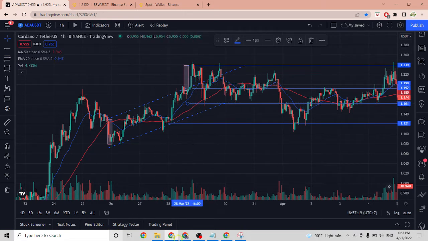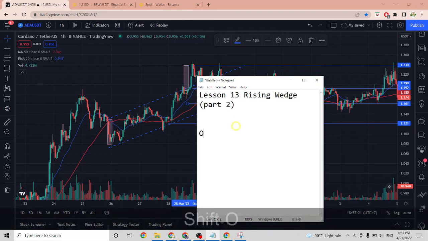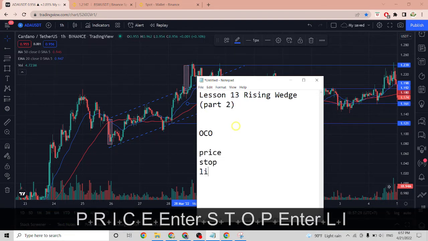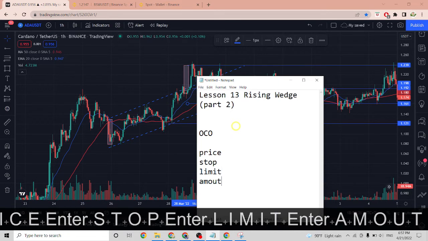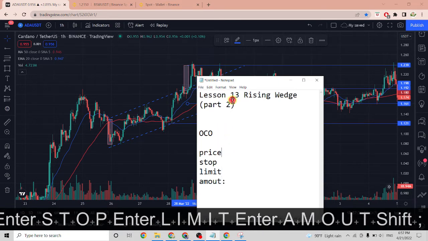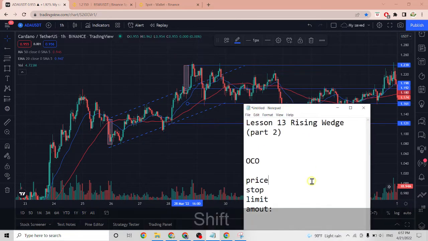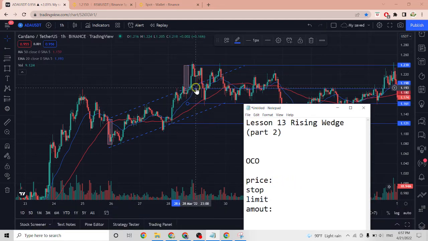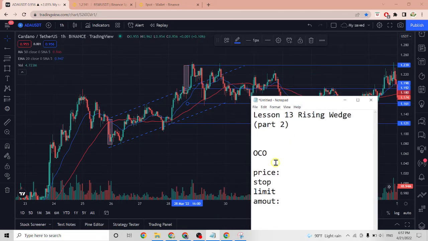OCO. We have price, stop, limit, and amount of your money. So first you already sell 30% here, and the last is 70%. So you can set OCO.